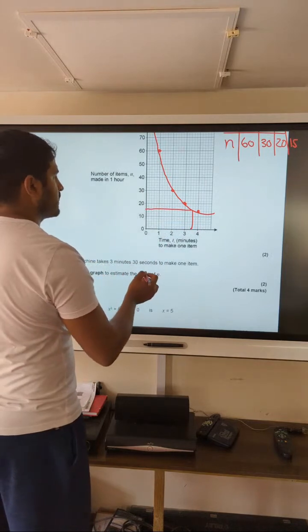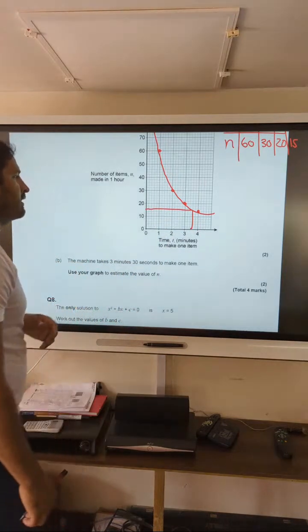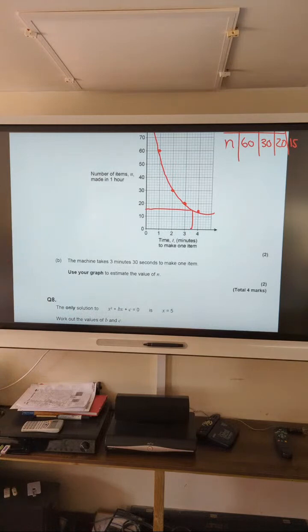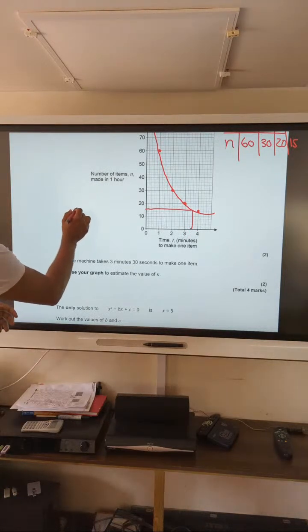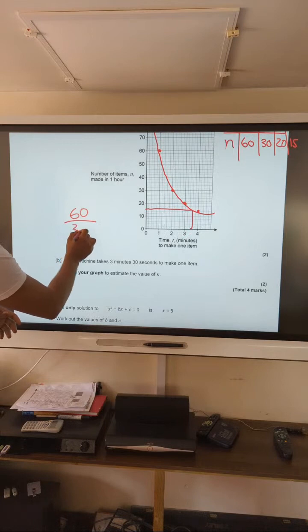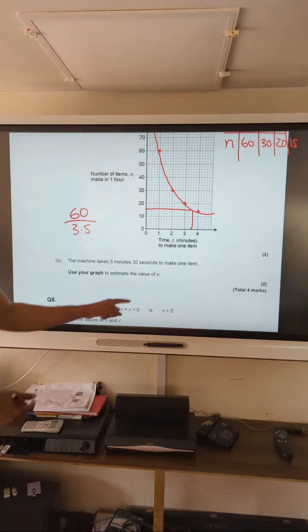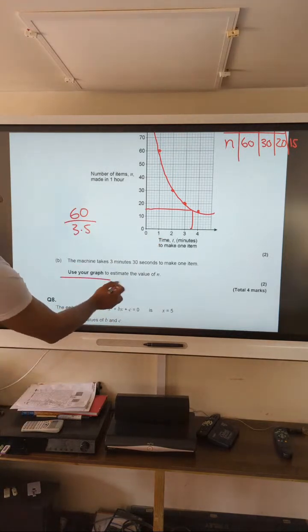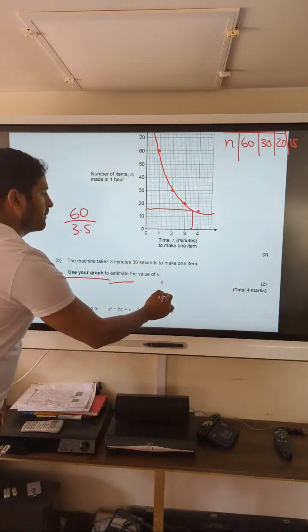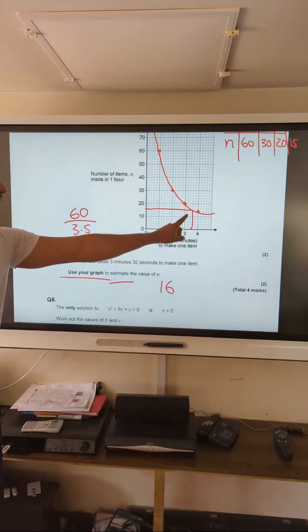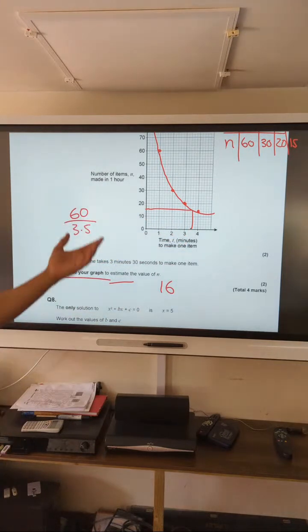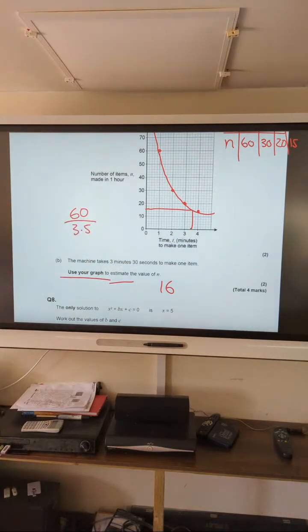So slightly above 15, let's say about 16. Obviously we're estimating it. So from your graph, it will look like about 16 from my graph. I'm not going to be doing it accurately. Otherwise, I could do 60 divided by 3.5, whatever answer you get. But in this case, 60 divided by 3.5 is not what we're looking for. We're looking to estimate using the graph. So I'm going to write the value of n to be 16. From my line, that's what it looks like. I know I plotted it slightly wrong, but that's right.